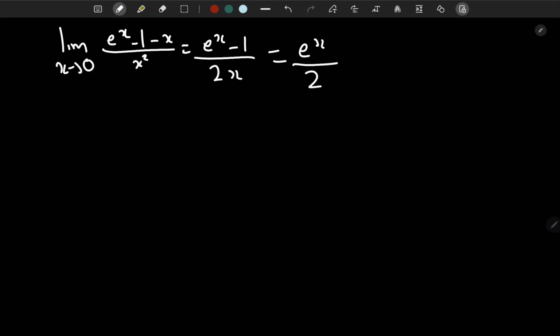Since the derivative of 2x is 2, and now we again try for the limit. If we substitute x as 0, we will get e to the power 0 over 2, which is 1 over 2. And there we go, we got an answer. So half, or 1 over 2, is the answer.